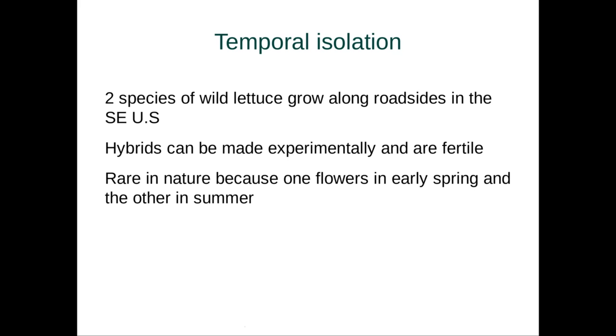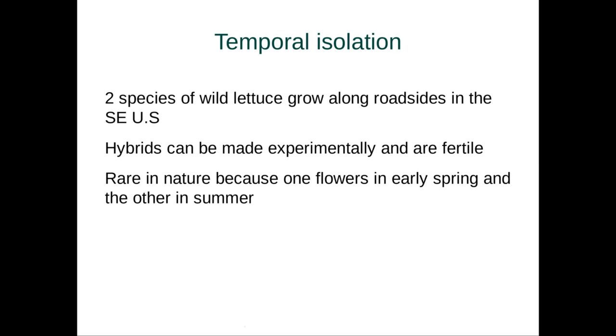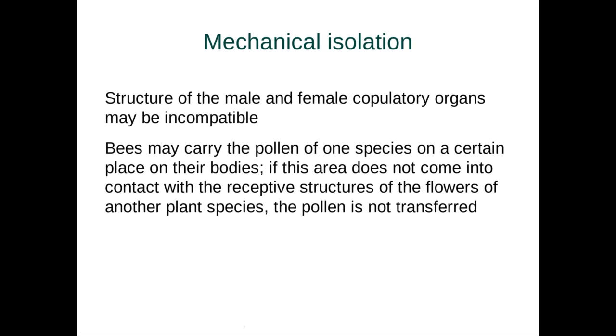So, for instance, there are 2 species of wild lettuce. They grow along roadsides in the United States in the southeast. Wild lettuce looks really ugly. I forgot to put a picture, but you can Google what wild lettuce looks like. It's really ugly. The hybrids can be experimentally made in the laboratory setting, but they're very, very rare in nature because one type of lettuce flowers in early spring and the other flowers in the summer. Thus, they are temporally isolated from producing a hybrid.